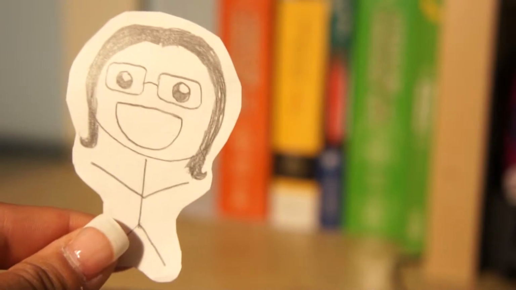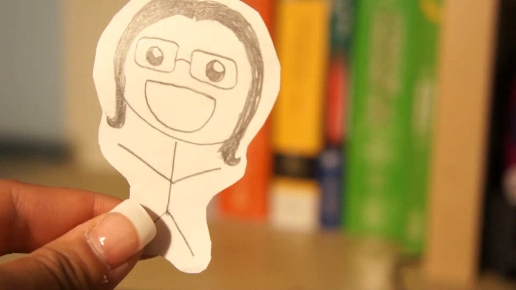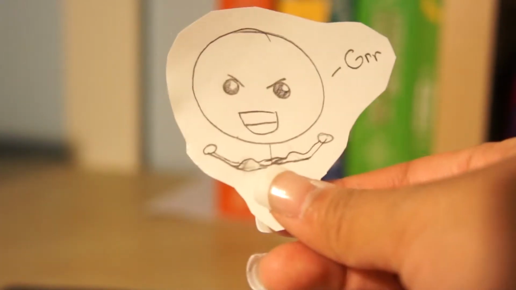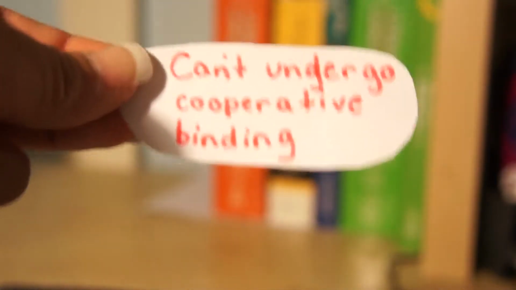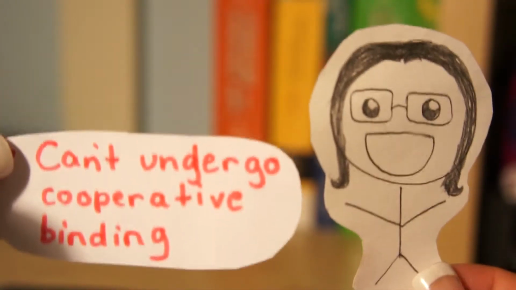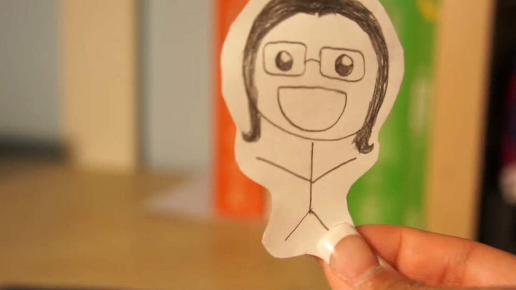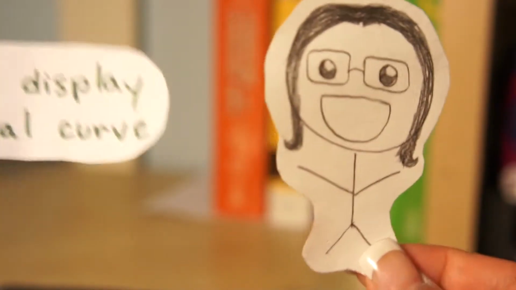myoglobin. Myoglobin is found in muscles and is made up of one single polypeptide with only one heme group. Because of this, it cannot undergo cooperative binding because there are no other heme groups to start the reaction. What also makes myoglobin unique is that it doesn't display a sigmoidal curve.